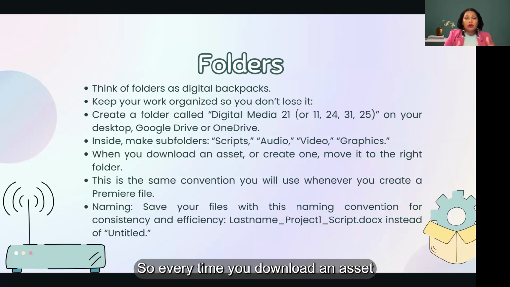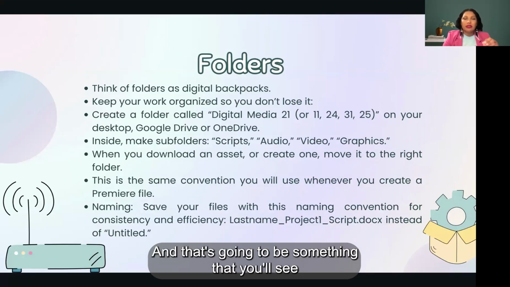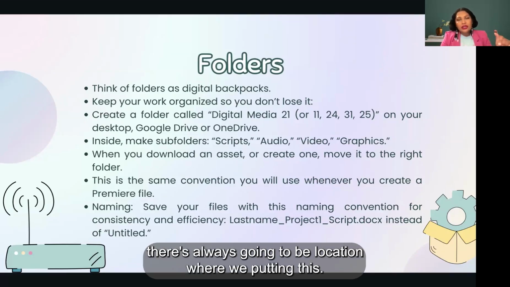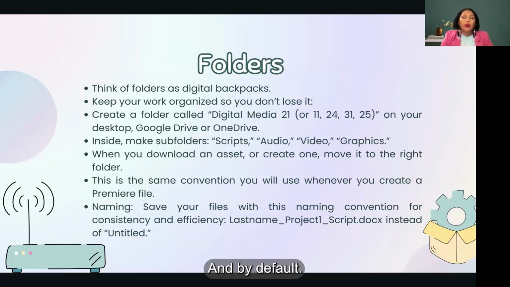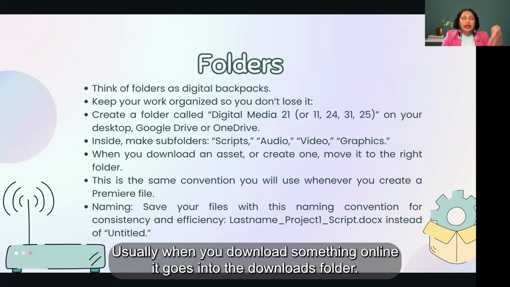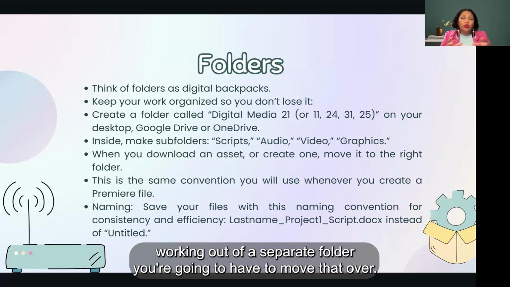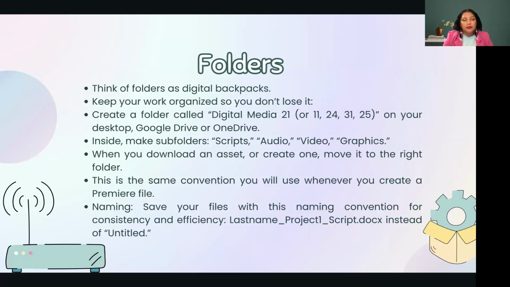So every time you download an asset or you create one, move it to the right folder. And that's going to be something that you'll see. There's always going to be location. Where are we putting this? And by default, well, I think I say this in the next slide, usually when you download something online, it goes into the downloads folder. But if you're working out of a separate folder, you're going to have to move that over. So make sure that you're doing that.